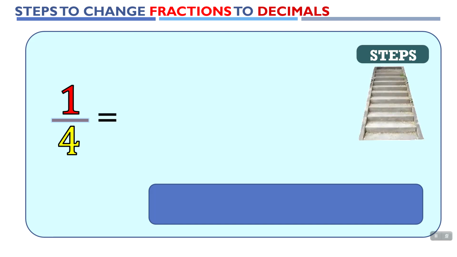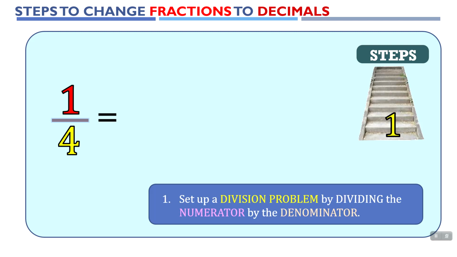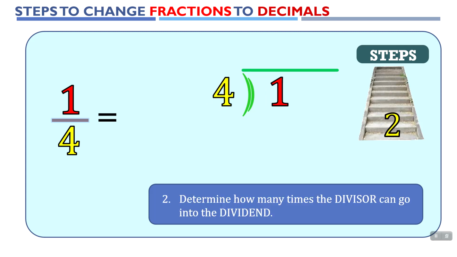Let's look at the steps involved to get our answer. Step 1. We set up a division problem by dividing the numerator by the denominator. And so we take 1 and we divide it by 4 in this case. Step 2. We determine how many times the divisor, which is 4 in this question, can go into the dividend, which is 1. The divisor is 4, the dividend is 1.